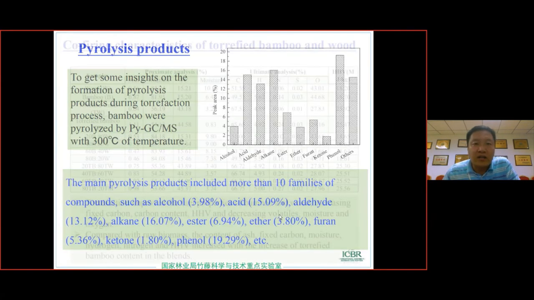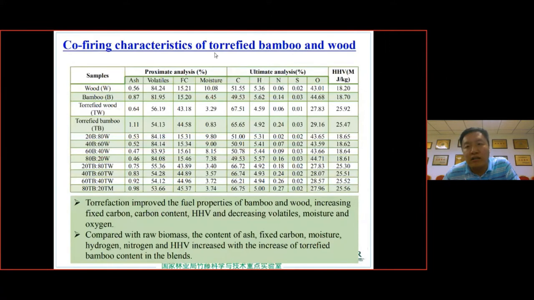This is a comparison of the characteristics of torrefied bamboo and wood. According to the result of this table, we found torrefaction improves the fuel properties of bamboo and wood, increasing the fixed carbon, the carbon content, and the HHV, and decreasing the volatiles, moisture, and the oxygen. Compared with the raw biomass, the ash content, fixed carbon, moisture, nitrogen, and the HHV increase with the increase of the torrefied bamboo content in the pellet.